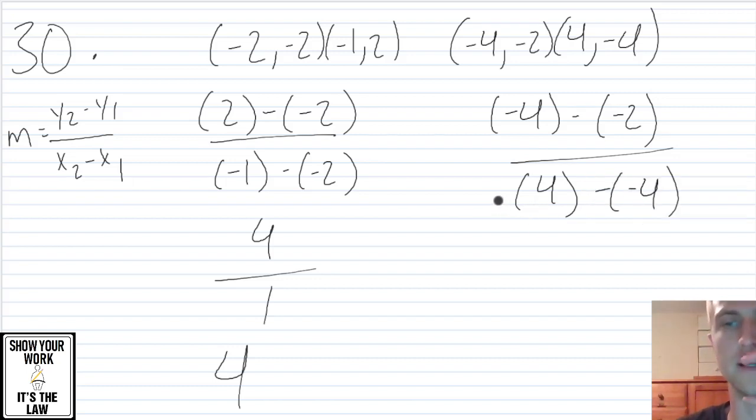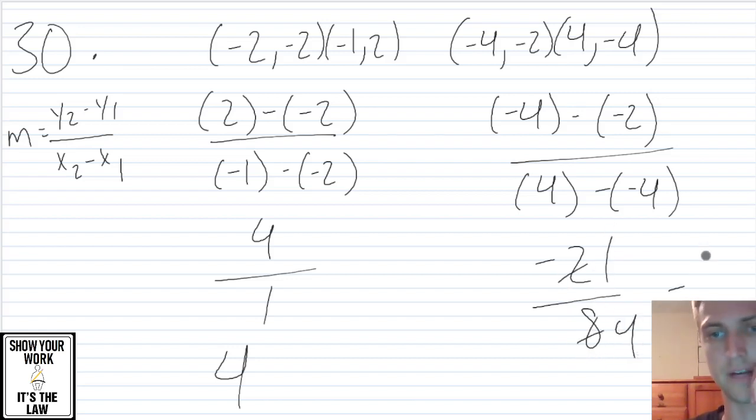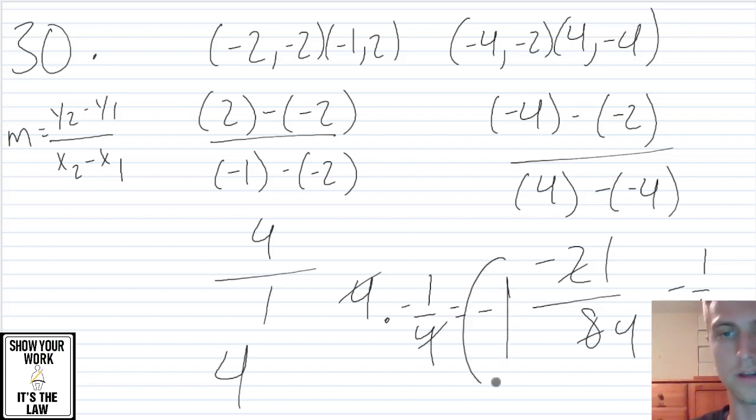Negative 4 minus negative 2 is the same as negative 4 plus 2, which is negative 2. 4 minus negative 4 is the same as 4 plus 4, which is 8. Cancel, cancel, cancel, cancel. We got negative 1 over 4. These are our two slopes. 4 times negative 1 over 4, cancel, cancel, gives us negative 1. Perpendicular! All right, let's do 32.